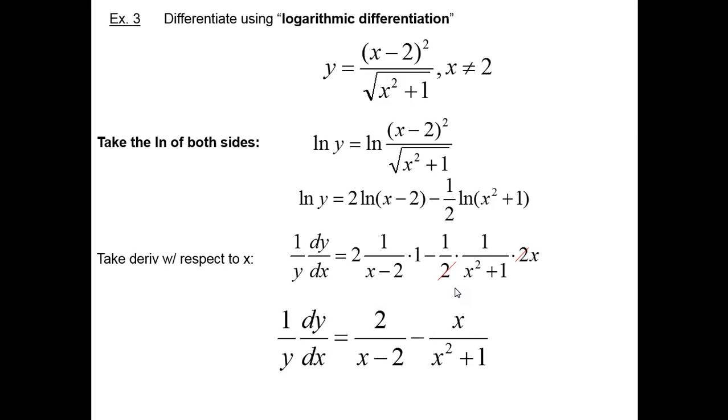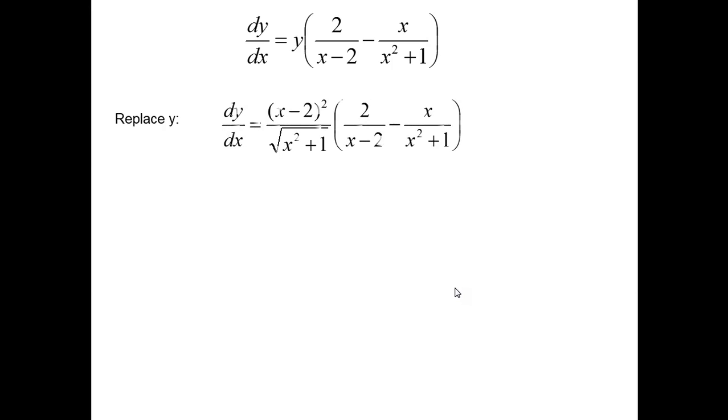Now we have to multiply. We have to get the dy dx by itself, like always. So I'm going to multiply the other side by y. We get this expression. And we always have to remember when you do a logarithmic differentiation that you have to replace the y with the original expression. If you go back, y was equal to that x minus 2 quantity squared expression times the rest of it.